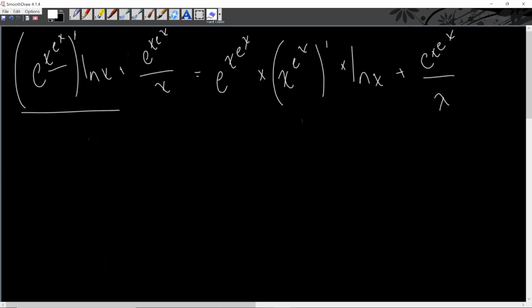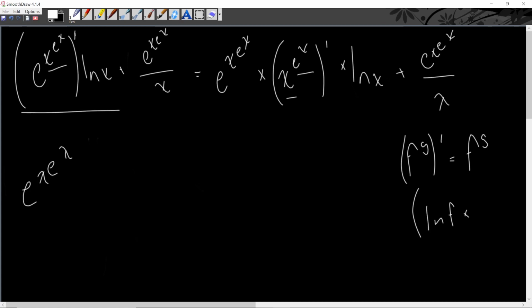Our f in this case is going to be x, and then our g is going to be e to the power of x. So we will have x to the power of e to the power of x. We're going to write down our generalized power rule. So we're going to have (f to the power of g)' is equal to f to the power of g times ln f times g prime. All right, f in this case is going to be x, and g in this case is going to be e to the power of x. So let's plug that in.